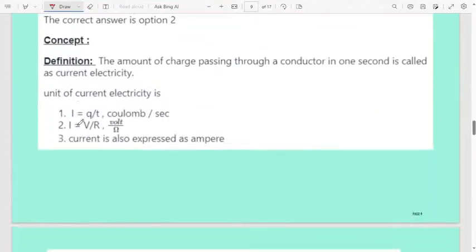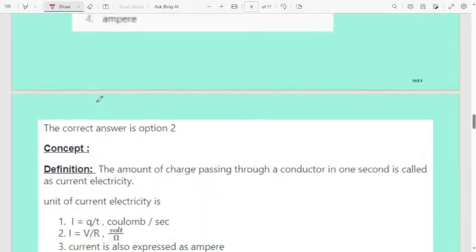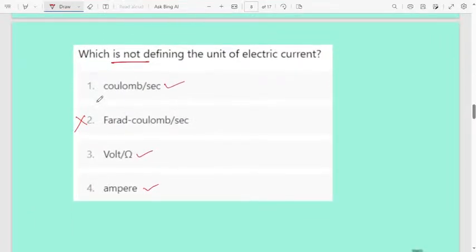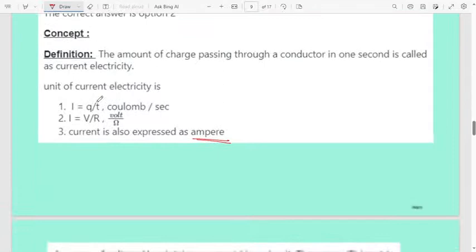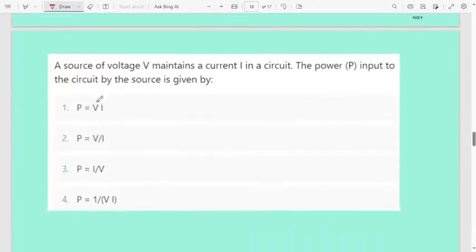Here see, coulomb per second. Here I gave the explanation also. I will be Q by T, coulomb per second. This is the unit. I will be V by R, volt by ohm. Then current is expressed in the ampere. Here the wrong answer for this question is Farad coulomb per second. That one is not the SI unit of electric current. Now very easy question.